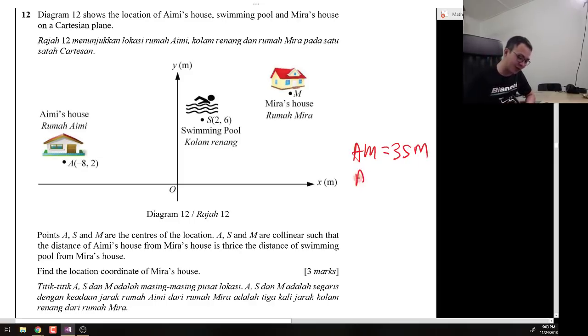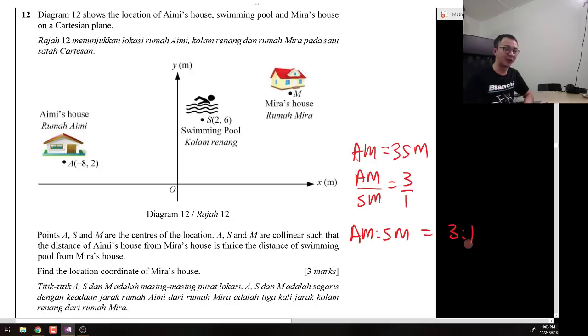So I make it into ratio first. AM over SM equals 3 over 1. Therefore AM ratio SM equals 3 ratio 1. Alright, you must get the idea. Then I will see the straight line here. From the ratio, I know A to M is 3 and S to M is 1. So this is 1. Since the whole thing is 3, here will be 2.